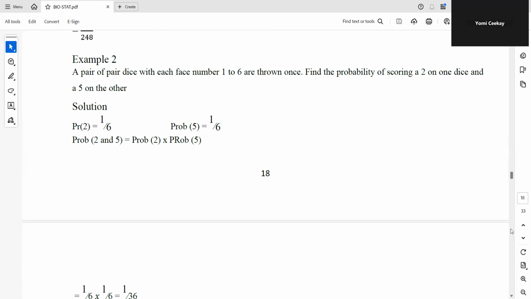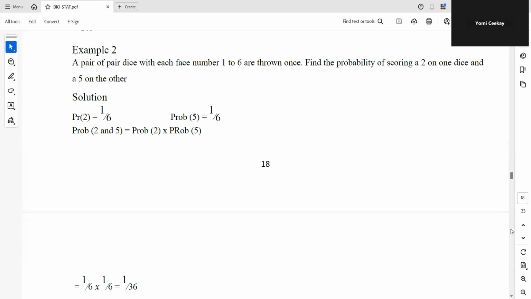When you throw a die, what is the probability of picking a 2? How many times does this 2 occur? 1 over 6. Then what is the probability of picking a 5? 1 over 6. Therefore, probability of A or B is equal to probability of A plus probability of B minus probability of AB. By the time we solve it, let's move to the next one.